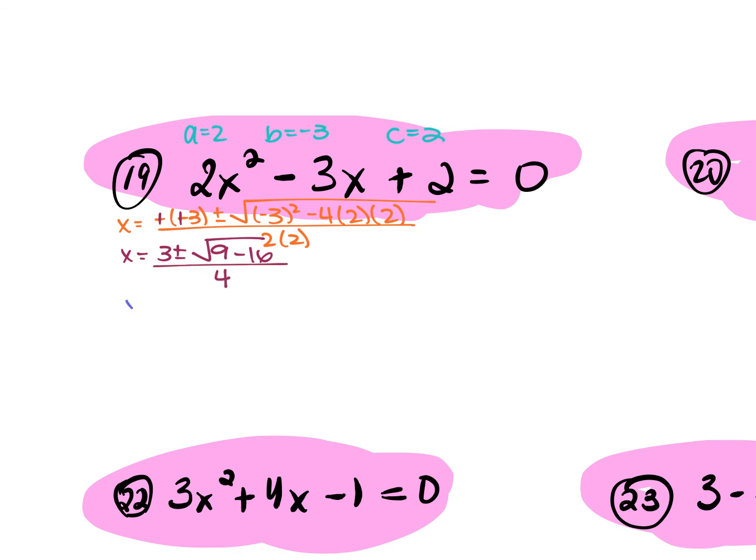That 9 minus 16 underneath the radical is going to give us what? Negative 7. So the square root of negative 7. Can you simplify this? Yes. How? Because you can take the i out. You cannot keep that negative underneath the radical, so this becomes x is equal to 3 plus or minus i square root 7 all over 4.